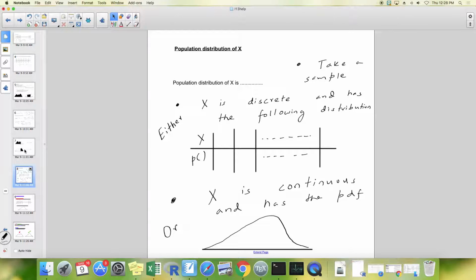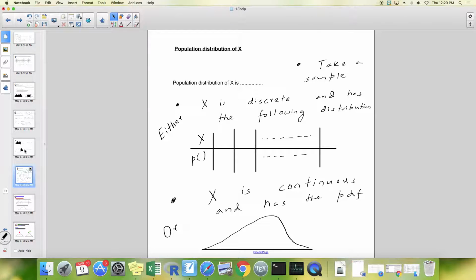Next, you will hear the word population distribution of x. Sometimes we also call it just distribution of x. What does that mean? That means you have taken a sample, and suppose you are measuring heights. So x is the height. So you have taken a sample, and there's like a randomly chosen person. X is the height of that person. Or suppose you're having number of siblings, like you're measuring that. So choose a person at random. X is the number of siblings that randomly chosen person have.